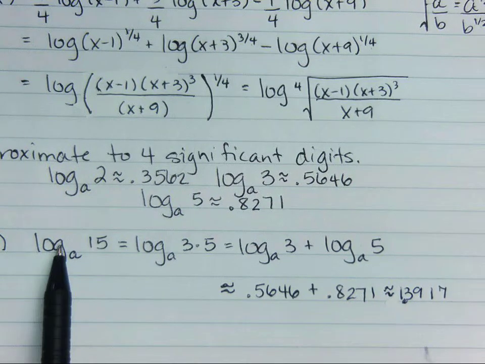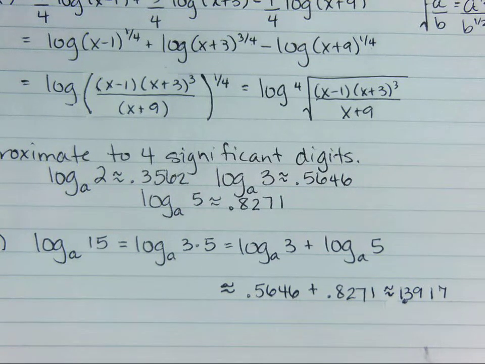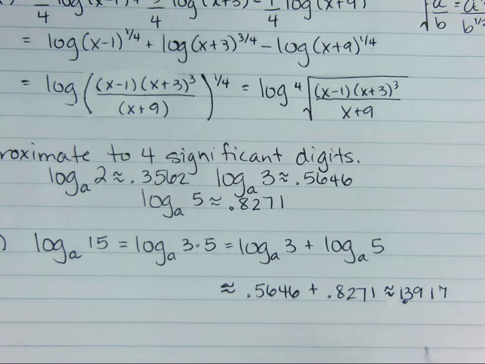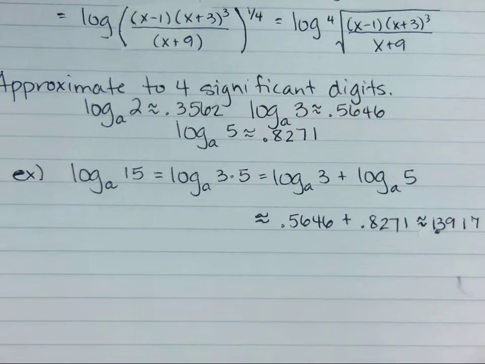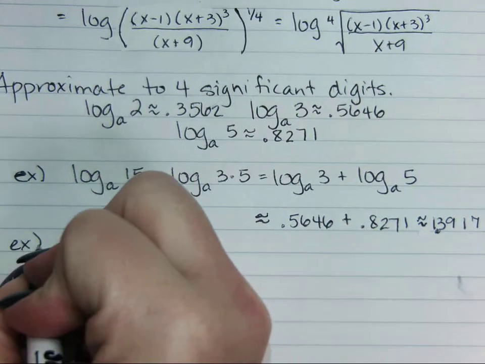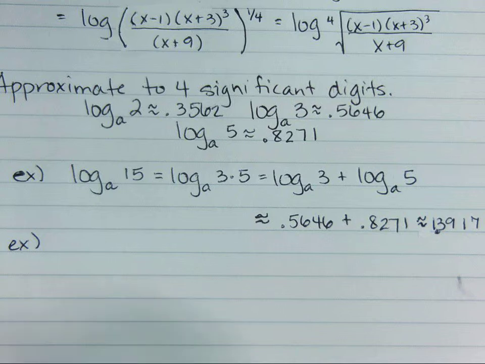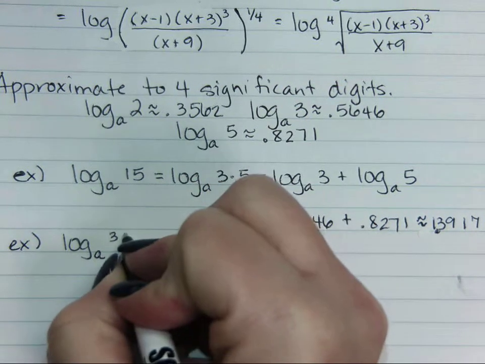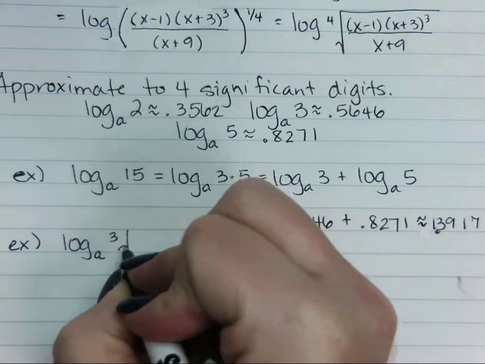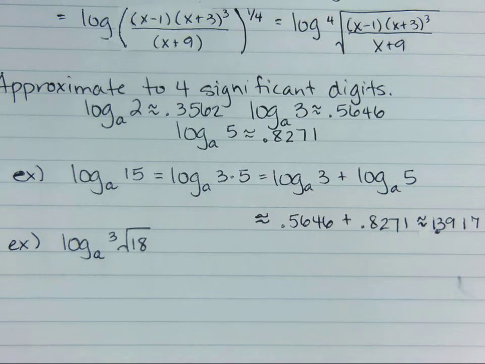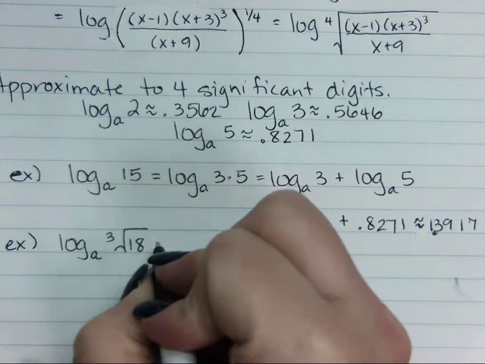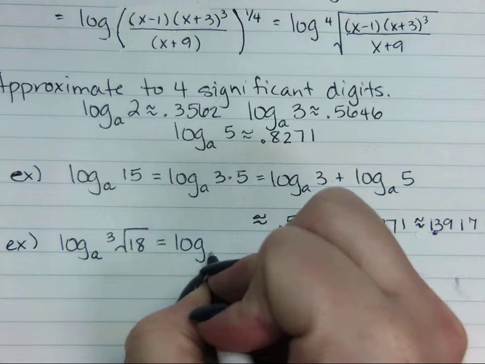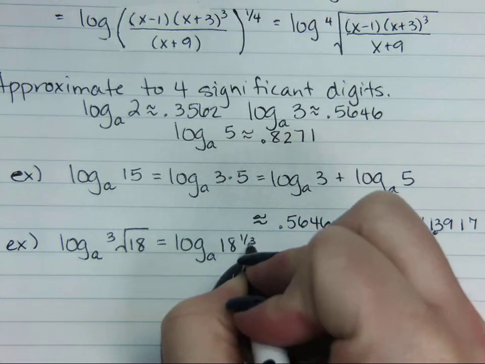So you're going to split up your logarithm of the number you see using different rules and factors, and then use the approximation in the order of operations that you're given. All right, so let's try another one. For example, log base a of the cubed root of, say, 18. So using our rules, this is the same thing as log base a of 18 to the 1/3 power.